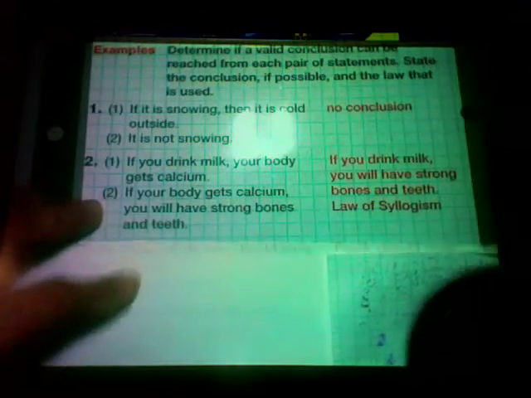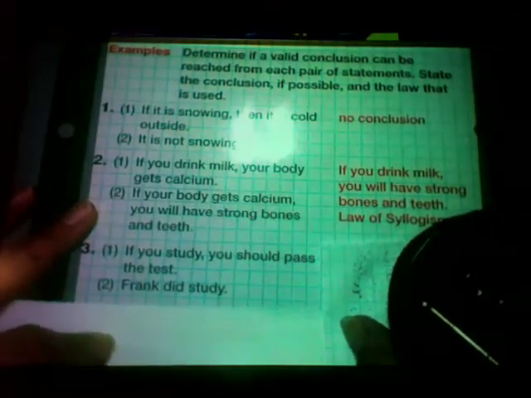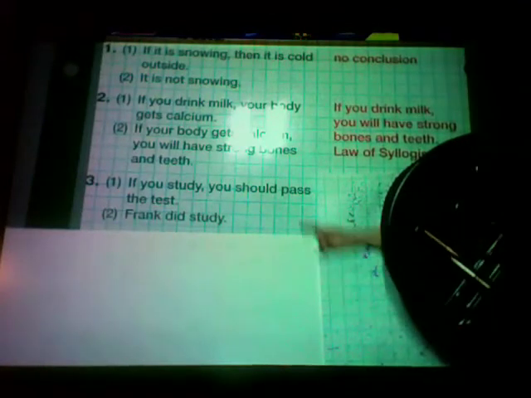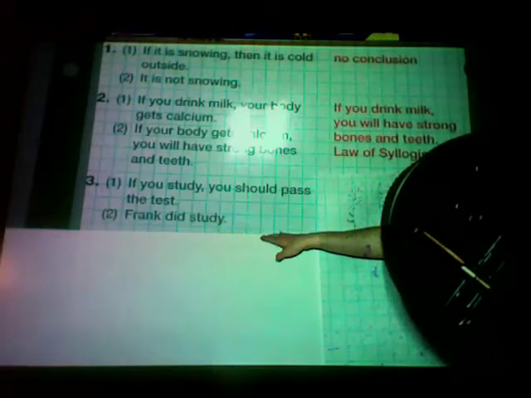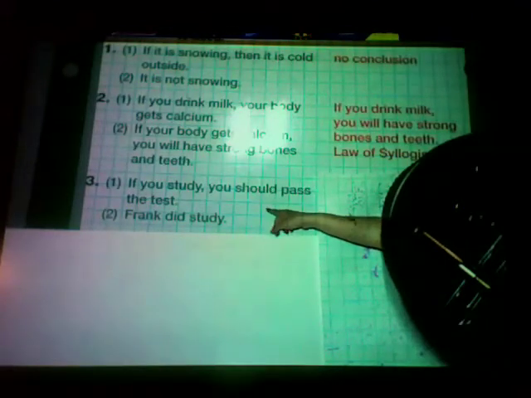And then last one. If you study, you should pass the test. That's a full conditional. Frank did study. Is that a full conditional? No, it's partial.